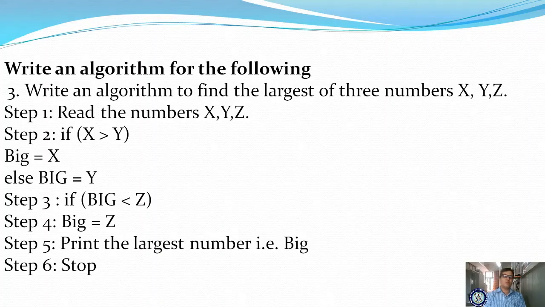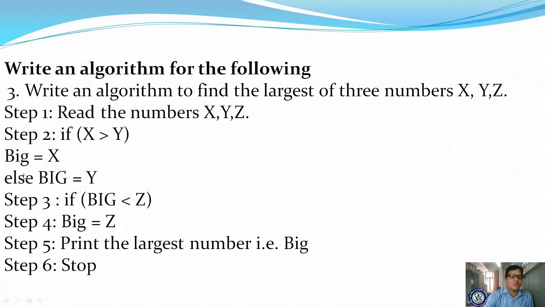Okay. In step 2, what are we doing? We are comparing if x is greater than y. If this condition is true in step 2, then you are assigning big equal to x. In another variable, big, you are storing the x value. If it is not, it will come to the else: big is equal to y. As we know, what is the big value? Y. If it is not x, then it comes to y.